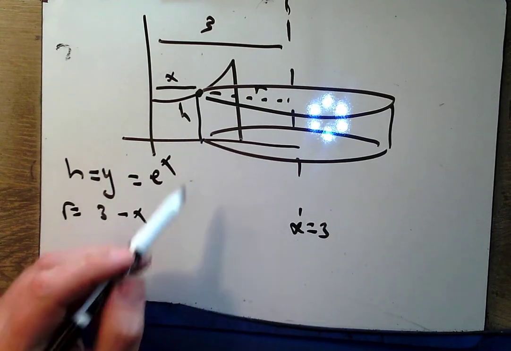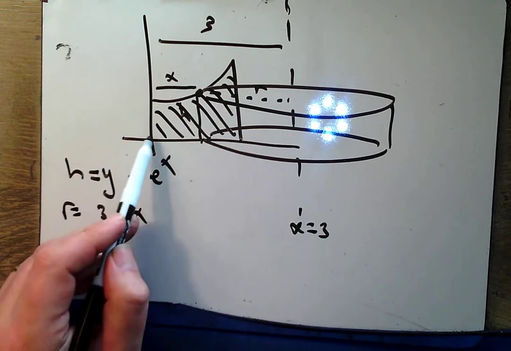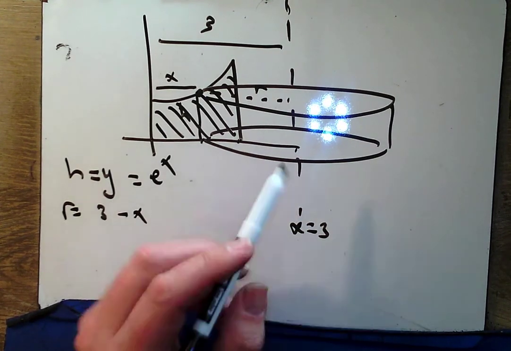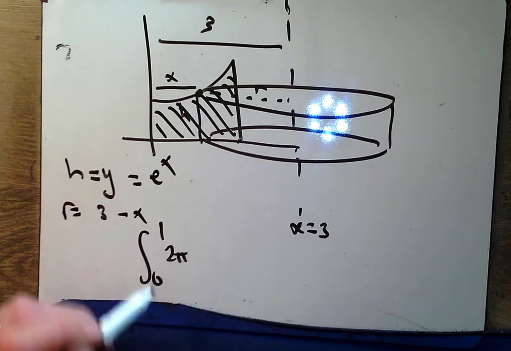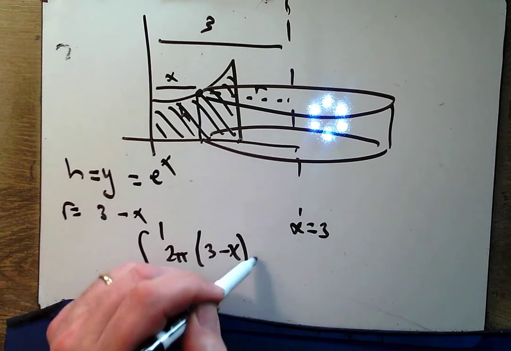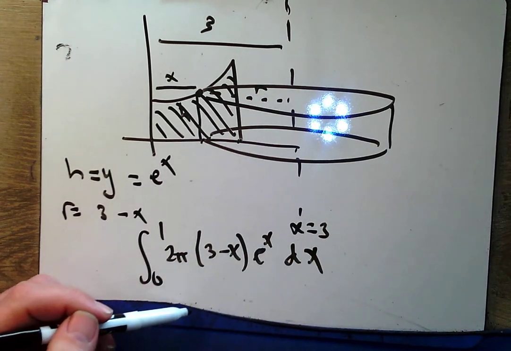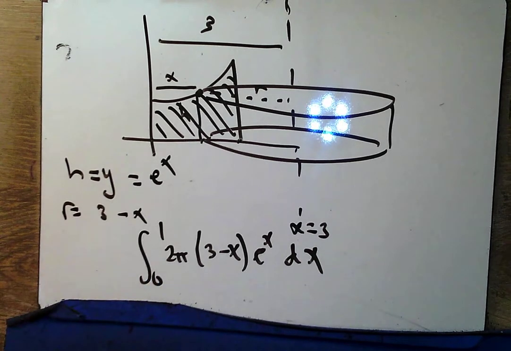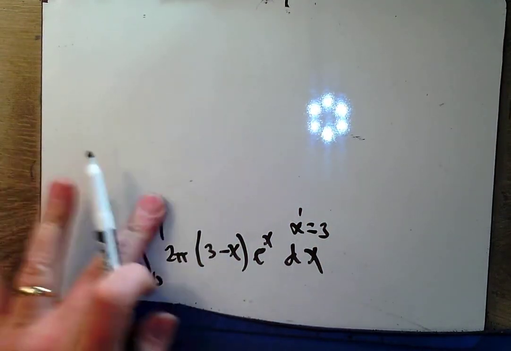Okay, and remember, when we integrate, we're only integrating the region. So I'm going to start at 0, but I'm going to stop at 1. I'm not going to integrate all the way to 3. Only integrating the region. So 0 to 1, 2 pi, 3 minus x, e to the x dx. This is definitely by parts. I don't need a calculator for that. I just kind of wonder what we would get if we did suffer through that other approach.